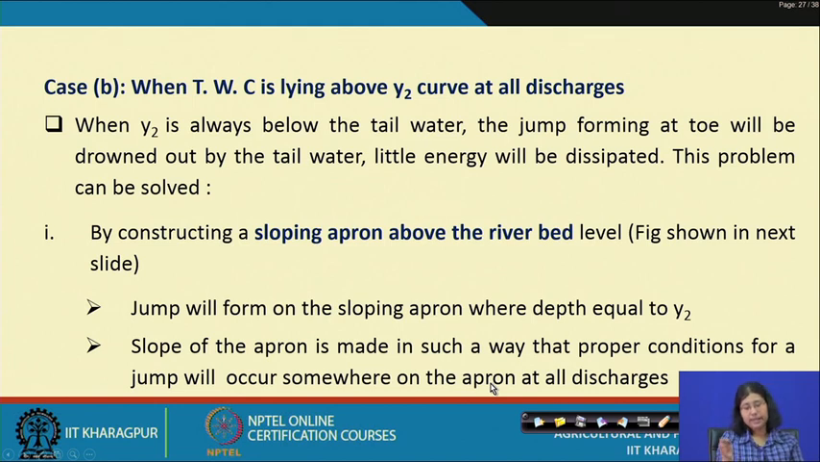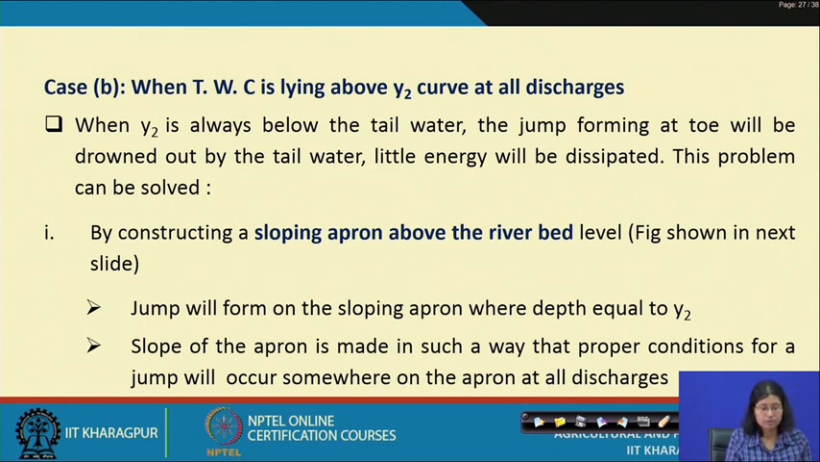Now, coming to case 2, when the TWC is lying above the Y2 curve at all discharges. When Y2 is always below the tailwater, the jump forming at the toe will be drowned out by the tailwater. And in this case, what happens? A little energy will be dissipated. This problem can be solved in 2 or 3 ways.